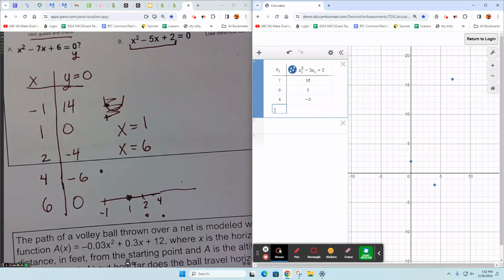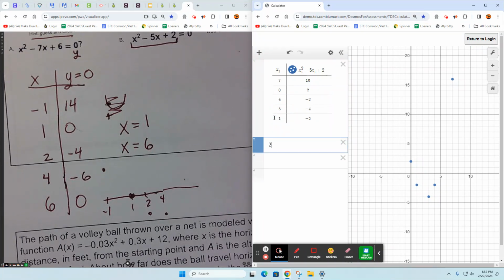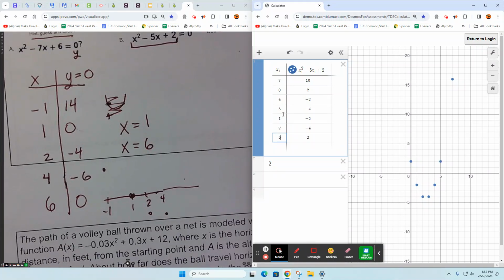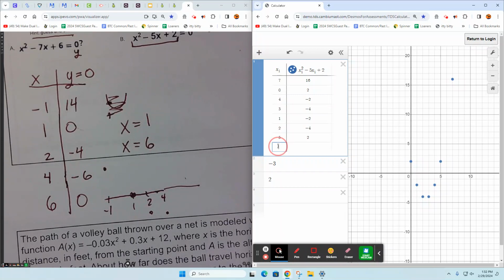I go over here and type in 3. It's 0. Oh, and then it's a negative. Negative 3, negative 3. 4.5. Oh, shoot, ran out of table spots.